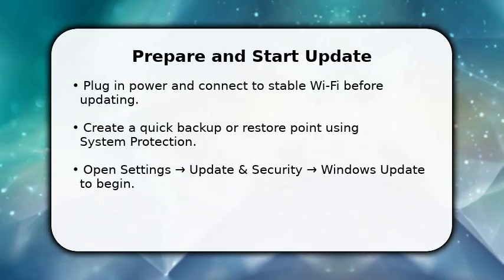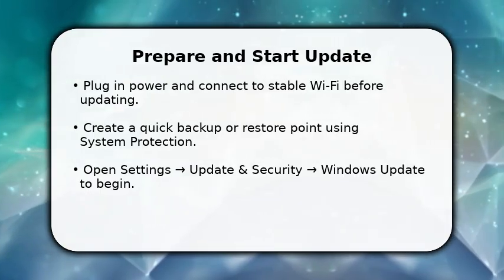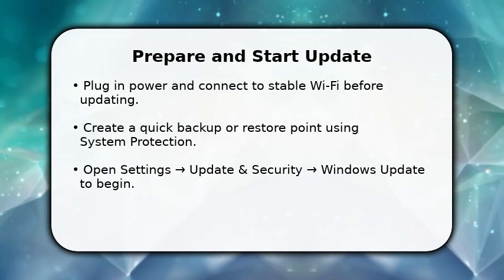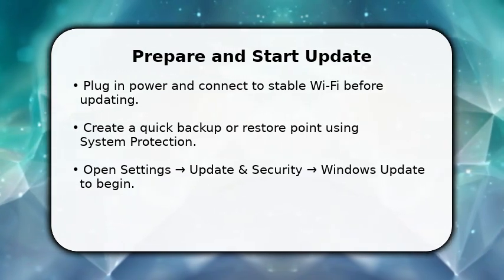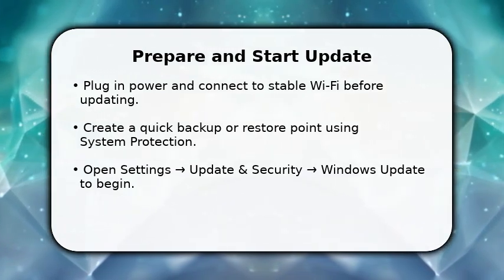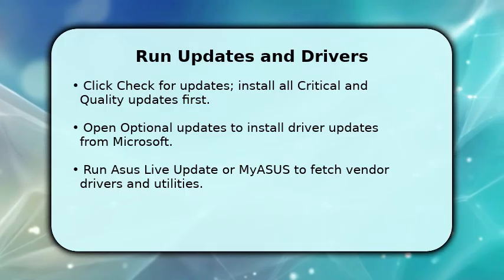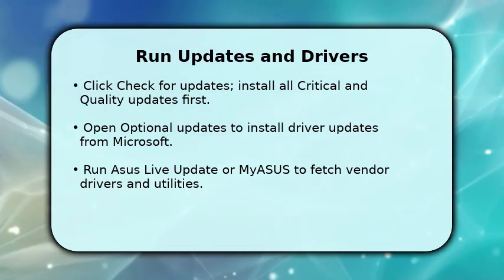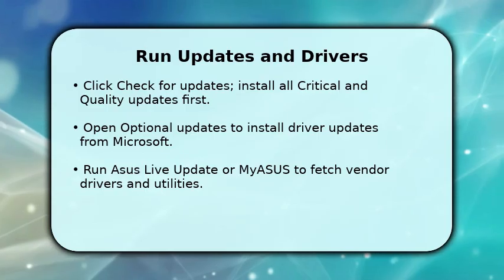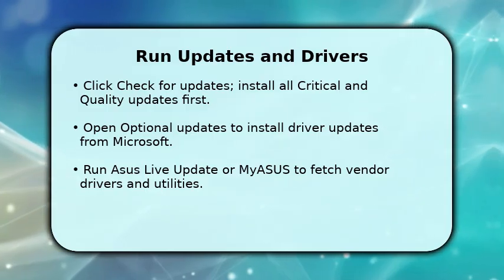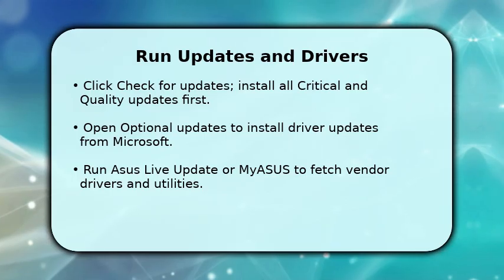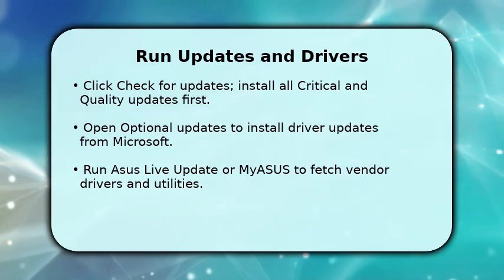Starting the built-in updater immediately lets Windows detect critical patches and prepares the system for driver checks next. After checking for updates, install critical and quality patches first because they fix stability and security issues. You should then open optional updates to install any driver updates Microsoft offers. These often resolve compatibility problems.